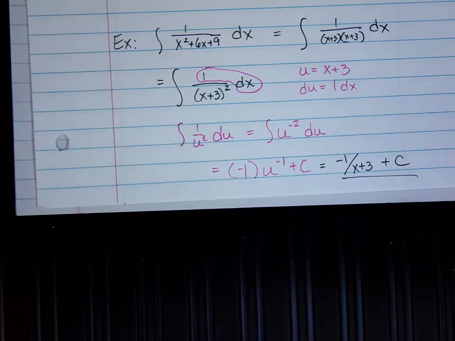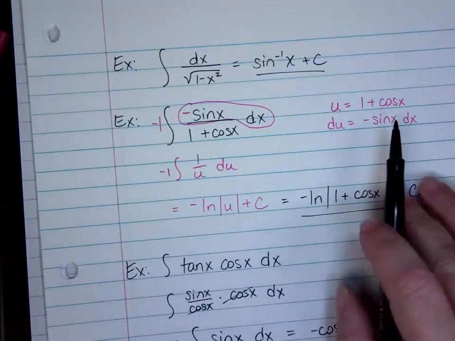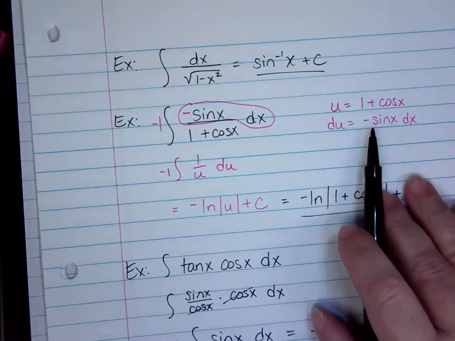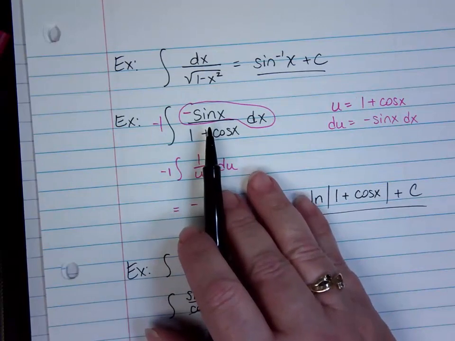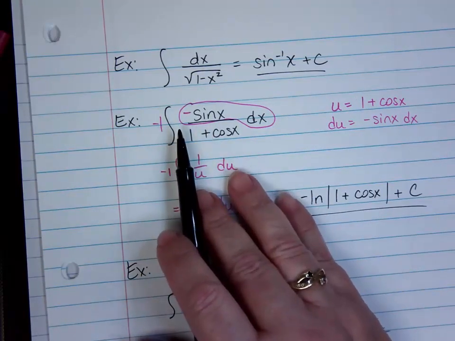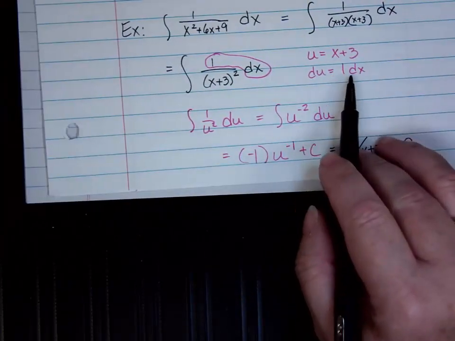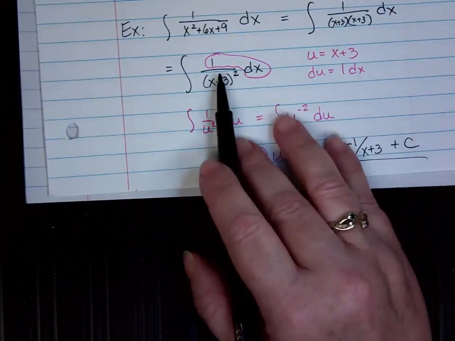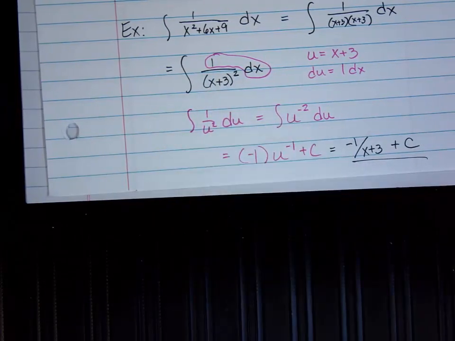Question? Why did we put a negative sign outside before the integral, like before we took the inside derivative? Because, let me go back to the problem where we needed that. The problem we needed that on was this one, okay? Notice the du was negative sine of x dx. What I had in the problem was a positive sign. So I needed a negative. So I had to give it one. This one has u is x plus 3, du is just 1. I had a 1. I didn't need a negative. So I didn't have to put it on there. You see it? Okay. Any other questions?